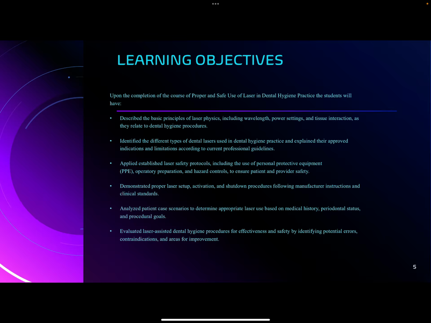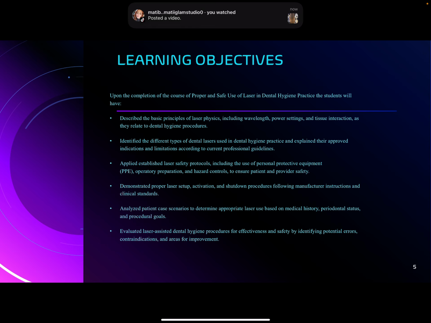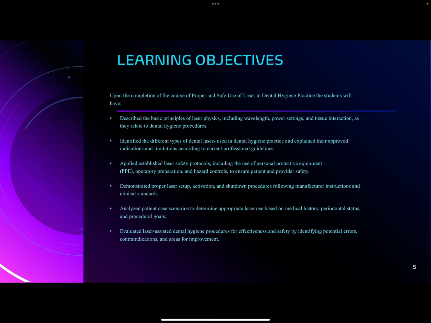You will be able to apply established laser safety protocols, including the use of personal protective equipment, operatory preparation, and hazard controls to ensure patient and provider safety. Demonstrate proper laser setup, activation, and shutdown procedures following manufacturer instructions and clinical standards. You will be able to analyze patient case scenarios to determine appropriate laser use based on medical history, periodontal status, and procedural goals. Evaluate laser-assisted dental hygiene procedures for effectiveness and safety by identifying potential errors, contraindications, and areas of improvement.